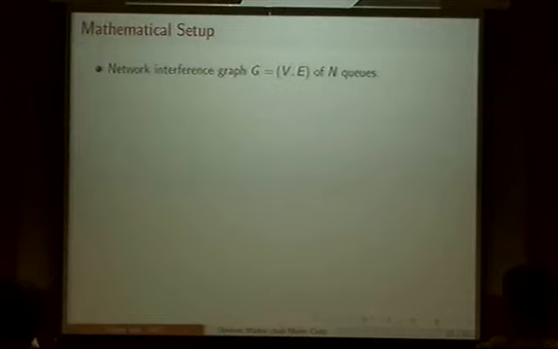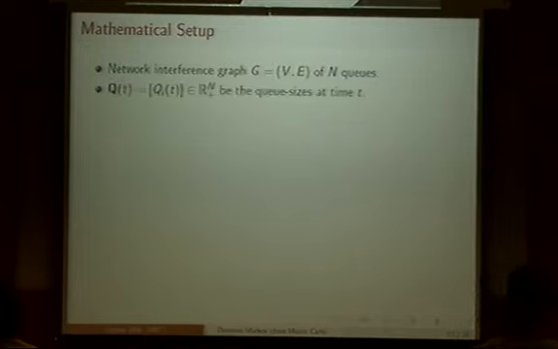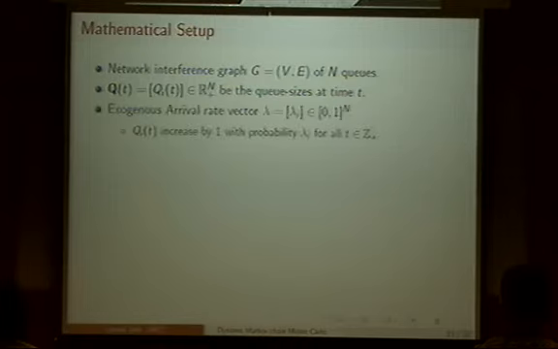Here G represents the interference graph of queues. And Qt is the vector of queue sizes at time t. I assume an extraneous arrival random vector lambda, which is a 0-1 vector. It means that Qi increases by 1 with probability lambda i at every discrete time, which means that the arrival process is a Bernoulli process.